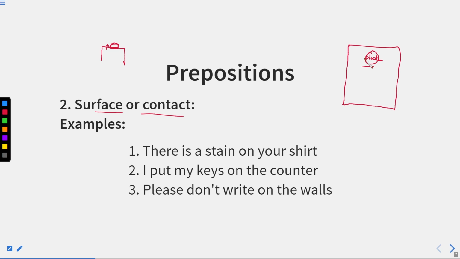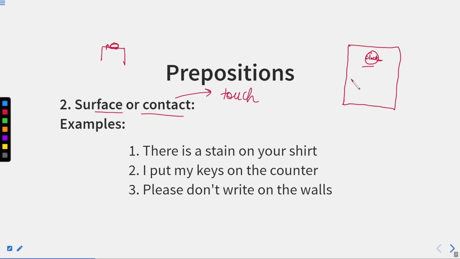But if a clock is there, it is pasted to that particular wall, or it is hung on that particular wall, and it is touching the surface of that wall. Though it is not above it, it is on it, so we will surely use on, just because it is touching the surface of that particular wall. Also, it is in contact with that wall. Contact here means touch. That is why we are using on.